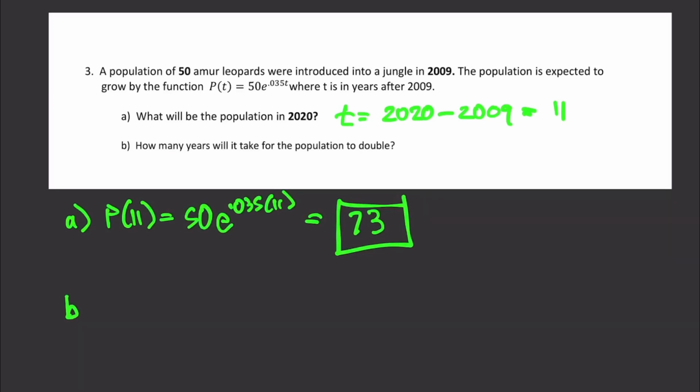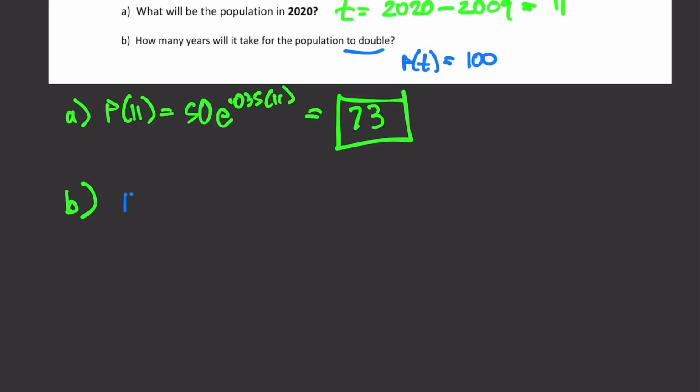Part B, it says how many years will it take for the population to double? So when I see population double, that means p of t has got to be twice the initial amount. So that means that's going to be 100. All right, so that's going to be 100 equals 50 e to the 0.035 t. And I'm going to be solving for t. So we've already done a couple equations like this. I'm going to divide by 50, so that's 2, which makes sense because it's got to double, right? e to the 0.035 t.